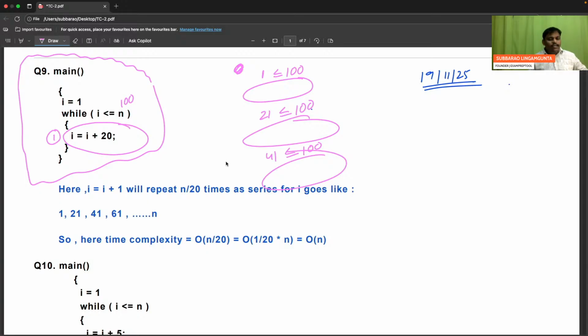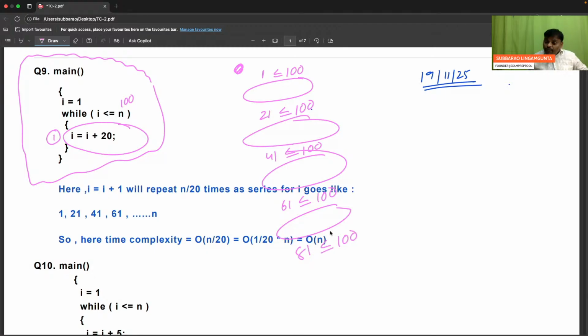Whatever I'm saying, listen carefully. If there is a little doubt, you can comment in the comment section. Next, 41 plus 20 is 61, less than or equal to 100. Next, 61 plus 20 is 81, which is less than or equal to 100.